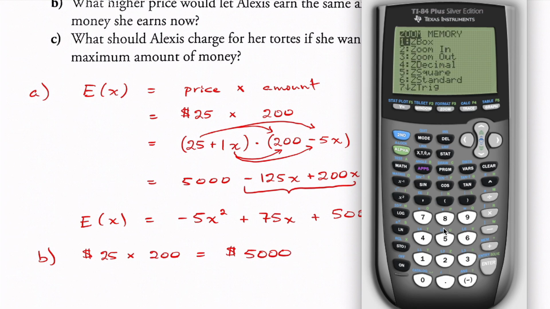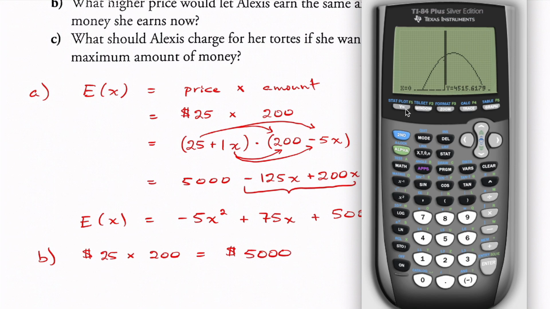So let's go zoom fit. That's going to be zoom 0, or you can just scroll down and find it. I know for me it's zoom 0. Okay, so now I can see it a little better. I'm going to zoom out just so I can get a little bit better of a picture. Okay, and now we want to find where it's at a height of 5,000.